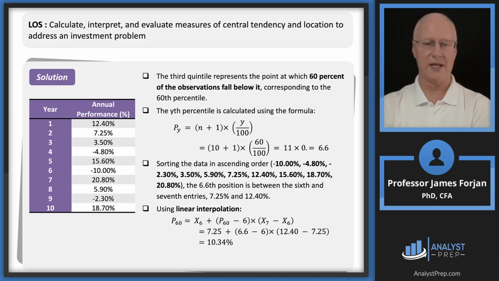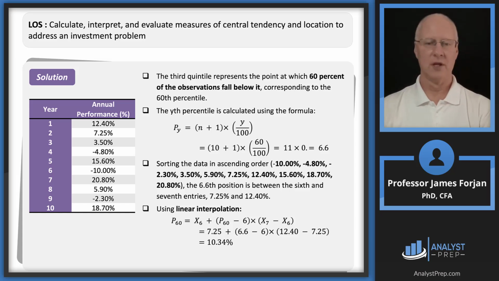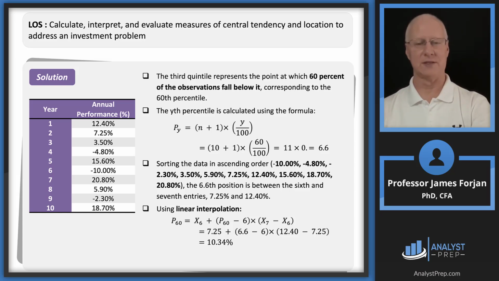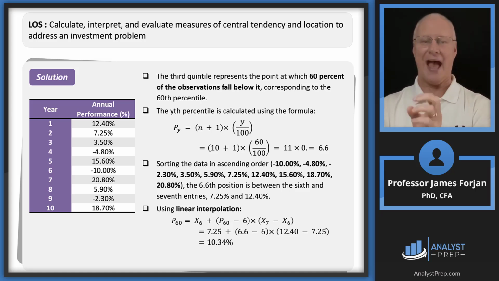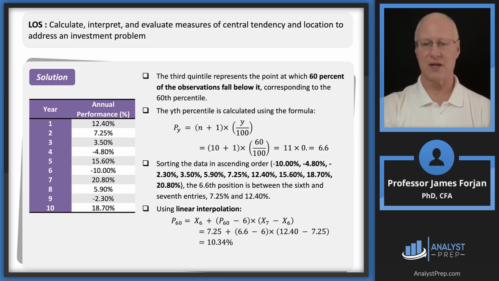Then we're going to use this linear interpolation down at the bottom. So it's another formula for you to memorize. All we're going to do is take the sixth one, which is the 7.25, and add something to it. You have the X observation at the 6th in order, which is 7.25, and then we're just going to adjust it. We're going to add some adjusting factor, and that factor is really kind of a weighted average of two things. We're going to take the difference between the 6.6, which we got from above, and the 60th percentile, and the difference between those 6th and 7th entries.